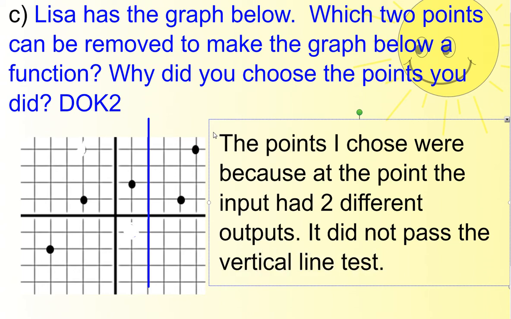There, I think that's a decent answer. So it says the points I chose were because at that point the input had 2 different outputs. It did not pass a vertical line test. That first sentence doesn't make sense, but that's okay.